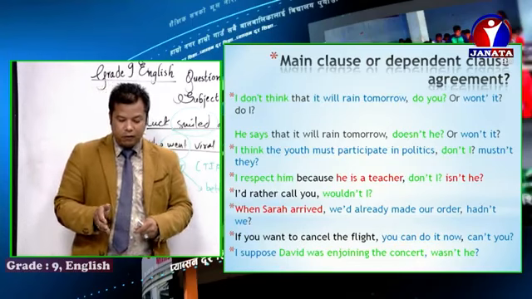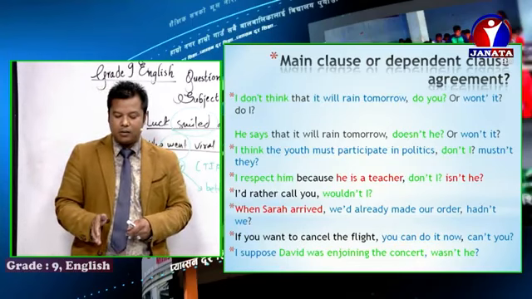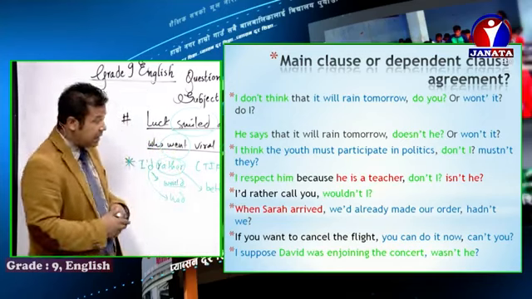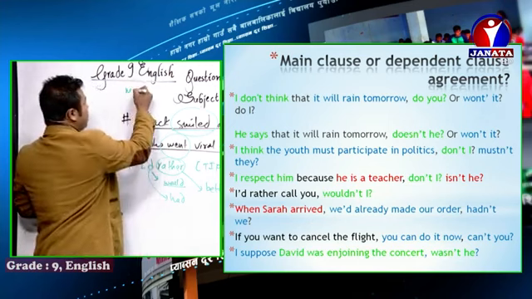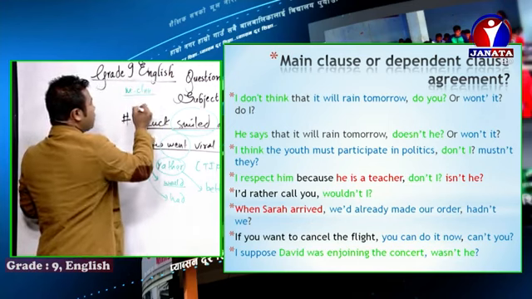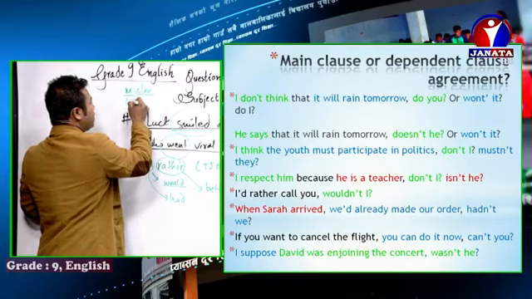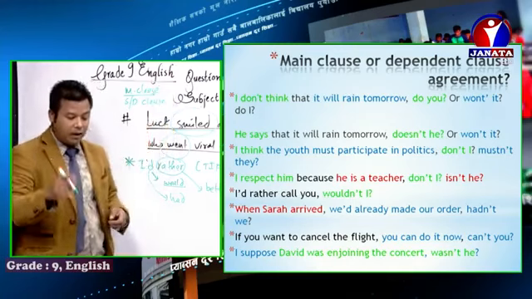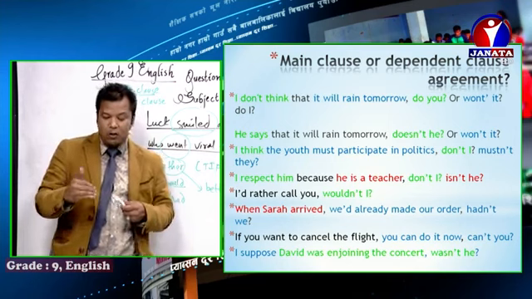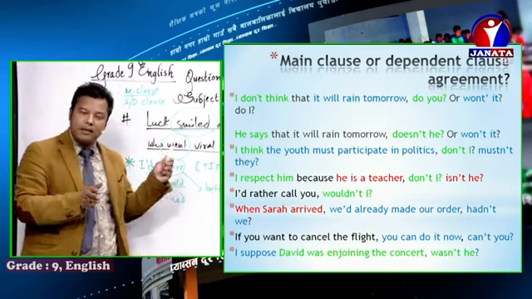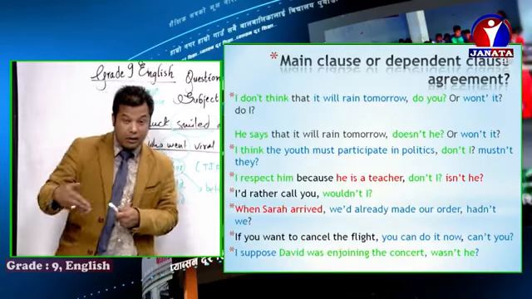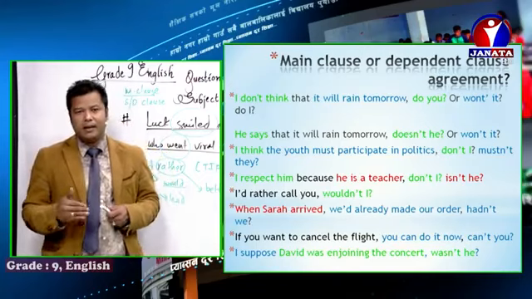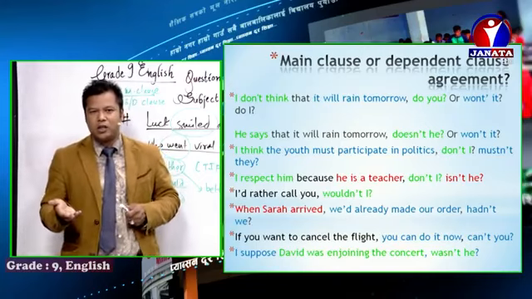Second last example. If you want to cancel the flight, you can do it now. Now again here, see, if you want to cancel the flight, does it give you the full meaning? Is it the main clause, the principal clause? Or is it the secondary or, let's say, dependent clause? Okay, find out the idea. So I would come to know very quickly, if you want to cancel the flight, it is incomplete, it is dependent, so I cannot agree the tag with this. I will agree it with, you can do it now, can't you?